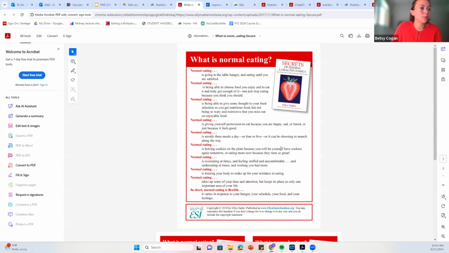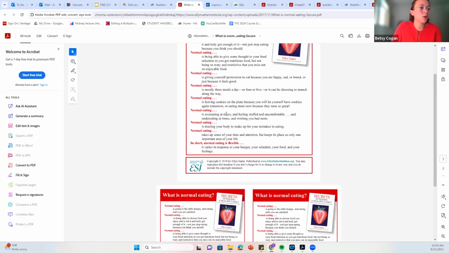But normal could also mean so many other things, right? Leaving cookies on the plate because you'll let yourself have cookies tomorrow. Could be overeating at times, and feeling stuffed and uncomfortable, but also undereating at times. So maybe what is normal for you isn't the best question, because you will get an array of normal. Normal for me could be different from normal for you, right?